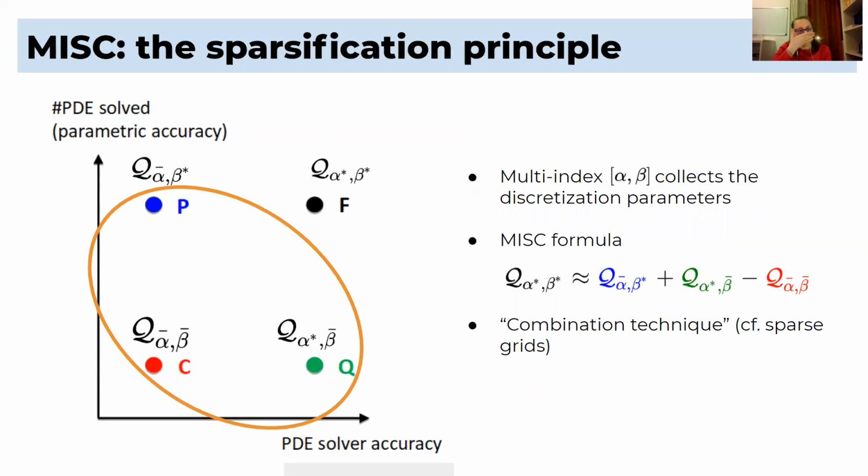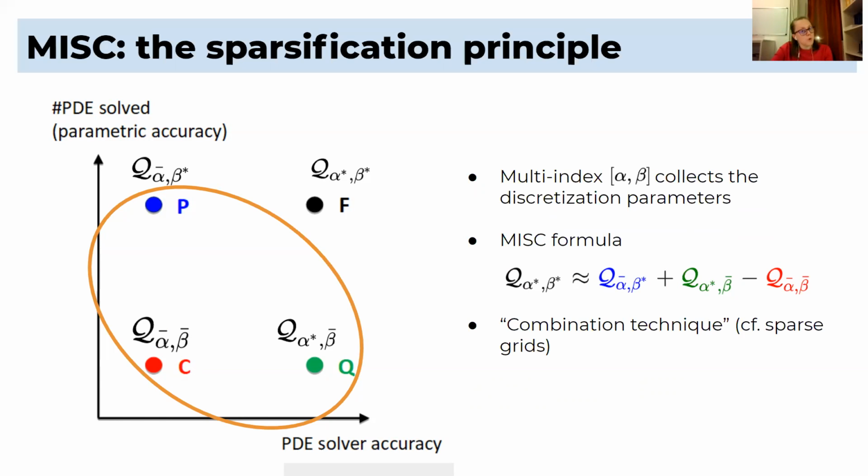And just to go back to our notation, with the quadrature formulas, and getting back to our multi-index alpha beta, we have really that the discretization where we have the index alpha star and beta star is written as the combination with the indexes alpha bar and beta bar, which are the less refined ones, and alpha star beta bar or alpha bar beta star. Quite obvious, no? This is a linear combination, and it reminds of what is called the combination technique in the sparse grid setting.